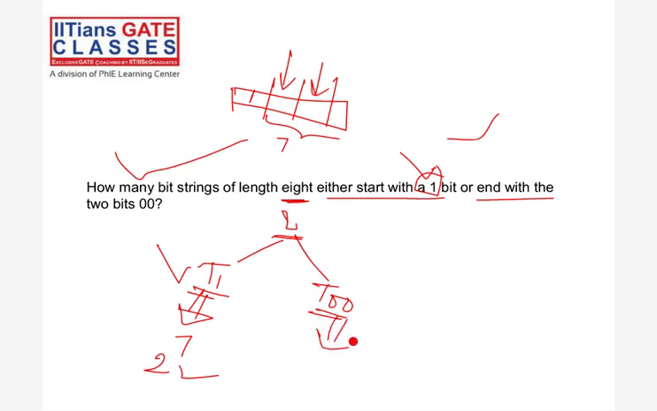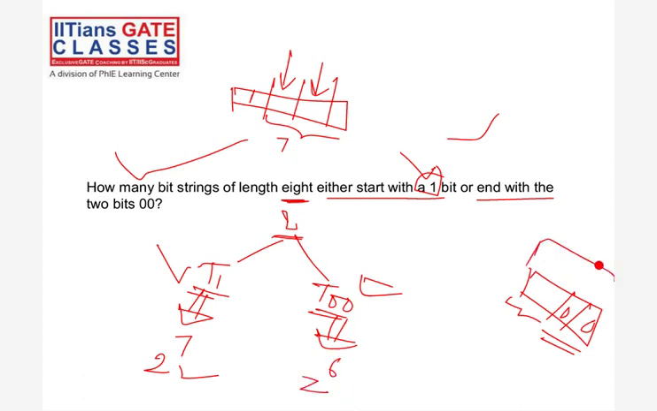Now how many ways are there to complete the second task? This task is the number of strings which end with 00. For the last two places we do not have any choice, but for the first 6 places we have 2 power 6 ways. So 2 power 6 strings are there which end in 00.